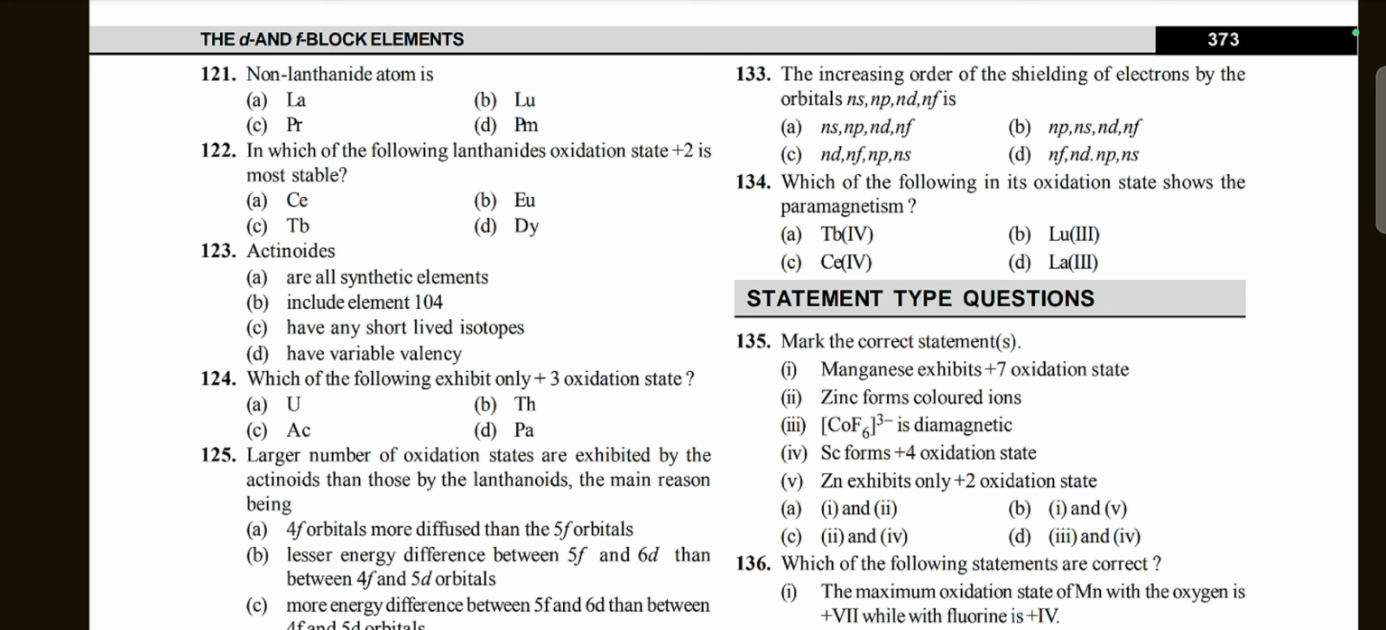Actinoids have variable valency due to very small difference in energies of 5f, 6d and 7s orbitals. Actinoids are the elements from atomic number 89 to 103. So option D will be the answer. Which of the following exhibits only plus 3 oxidation state? Ac, which is atomic number 89, has Rn 6d1 7s2. So it has plus 3 oxidation state. Option C will be correct, Ac.